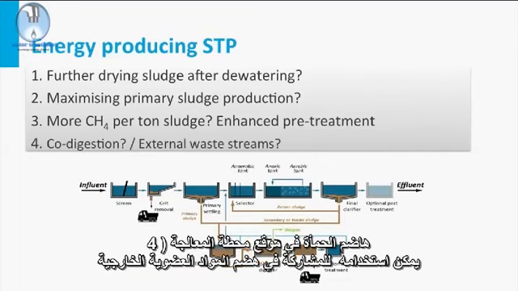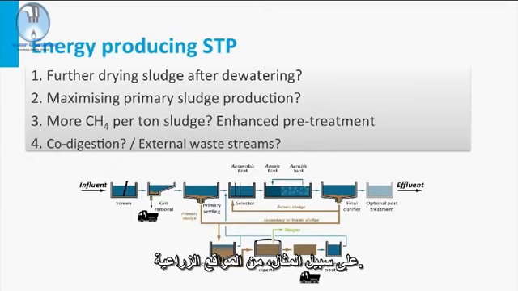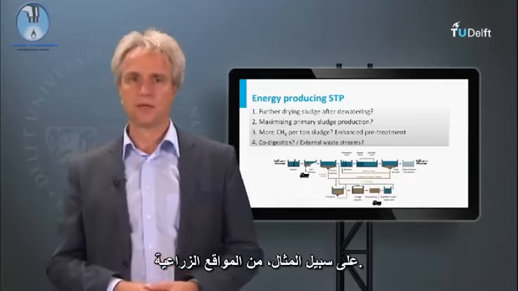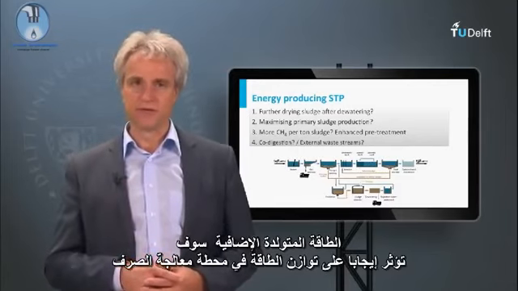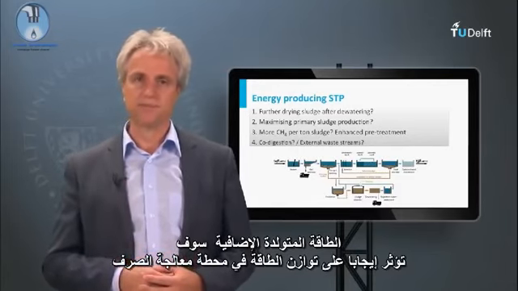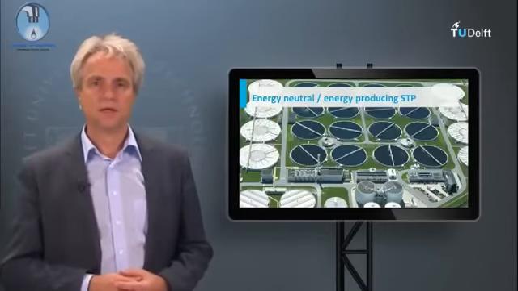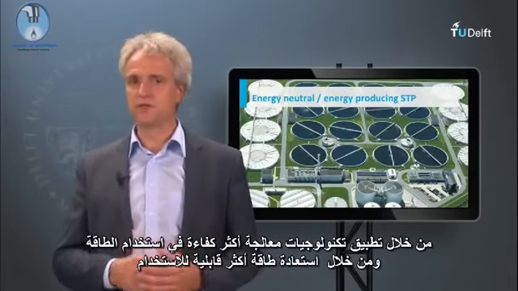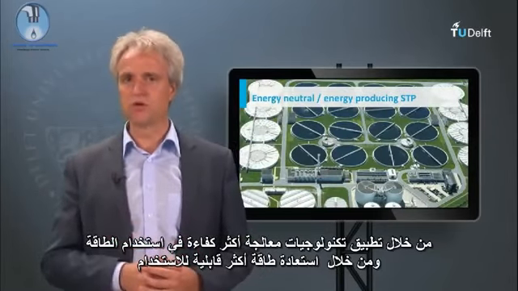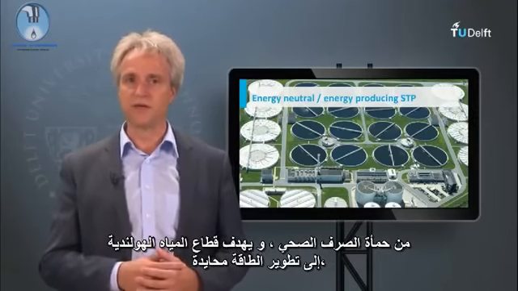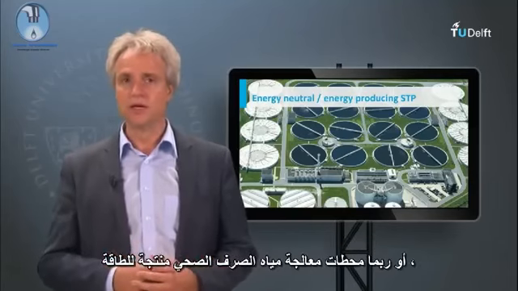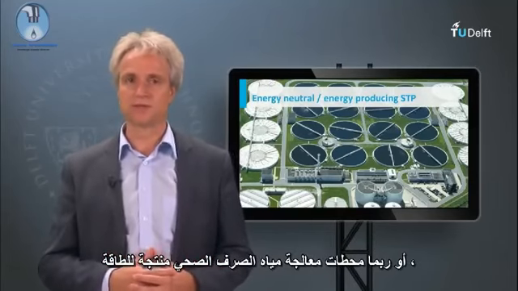4. The sludge digesters at the site of an STP could be used to co-digest external organic matter, for instance, from agricultural sites. The additionally generated energy will then positively influence the energy balance of the STP. By applying more energy-efficient treatment technologies and by recovering more usable energy from the sewage sludge, the Dutch water sector is aiming at developing energy-neutral or maybe energy-producing sewage treatment plants.